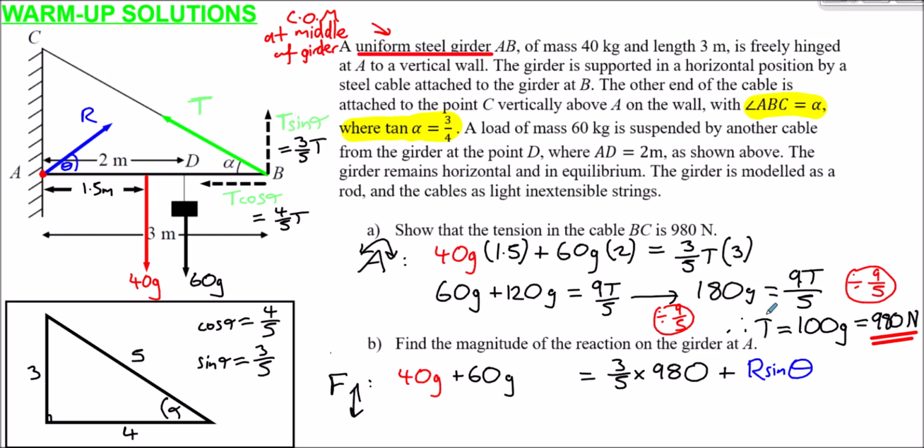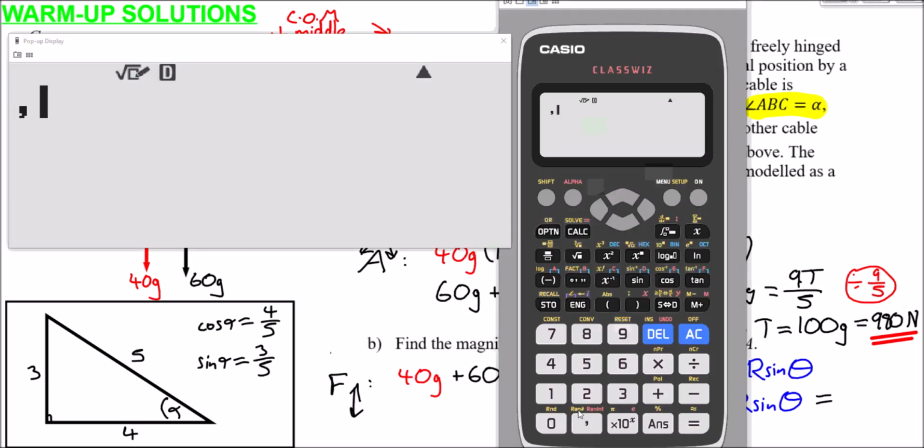One thing we could do, though, is just rearrange this equation. So from this, if I just subtract 3/5 of 980 from both sides, rather, I can see that R sine theta must be 100g, which is 980, minus 3/5 of 980. That's going to give me 2/5 of 980 left. So I can just work this out here. So 2/5 of 980, 0.4, is 392.